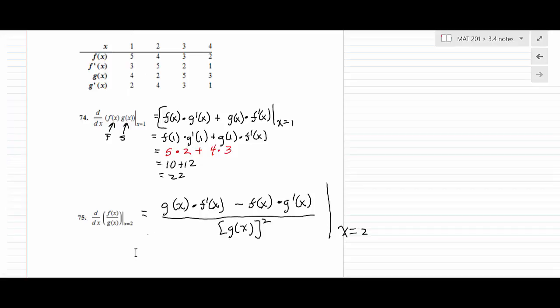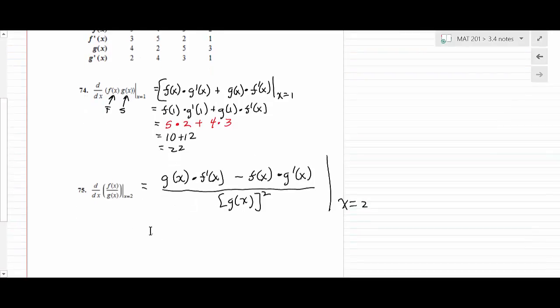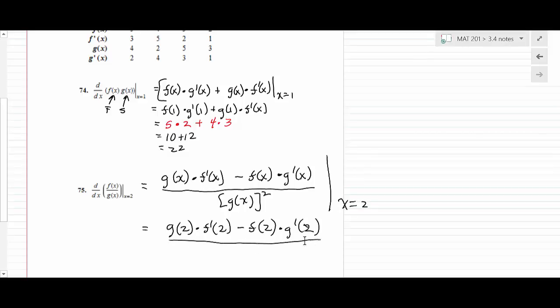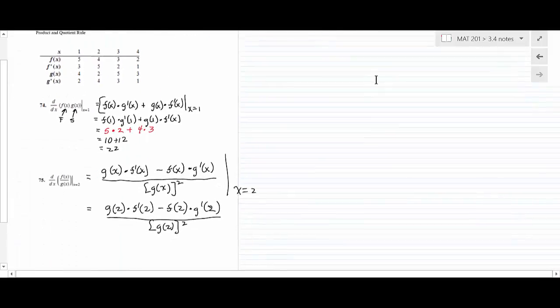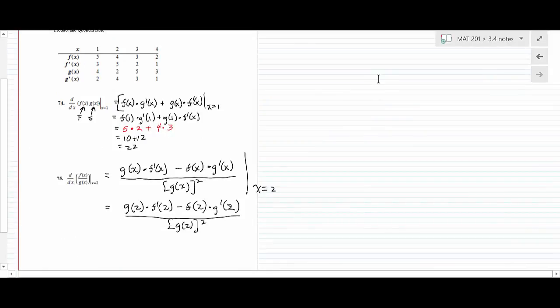I'm going to let you guys go ahead and try to finish this one. I'll give you a minute to sort through that. Really what you're doing is you've got g of 2 times f prime of 2 minus f of 2 times g prime of 2, all over g of 2 squared. So I'll let you guys see if you can finish that up. Then we're going to close this off, and then we'll start our next section here. Just get your information from the chart and see if you can fill it in.